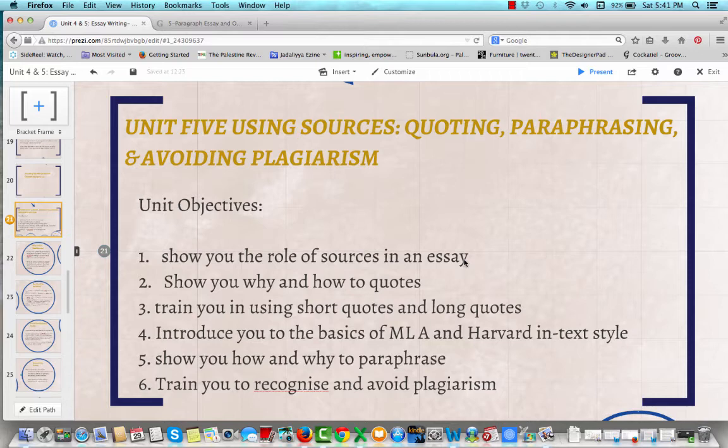Then we're going to show you how and why you should paraphrase, and simply to train you as a student how to recognize and avoid plagiarism.